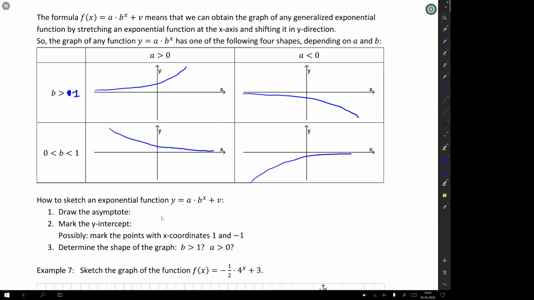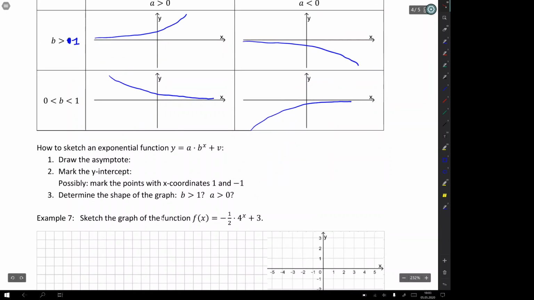We can use that now to find out how to sketch any exponential function given in this generalized form. Well, stretching, mirroring, and shifting, what has an effect on an asymptote? We know that the exponential function has one asymptote, namely the x-axis. Stretching and mirroring has no effect on the asymptote, but shifting has. This horizontal asymptote, the x-axis, y equals 0, is shifted by v units in y direction. So the new asymptote is then just y equals v.